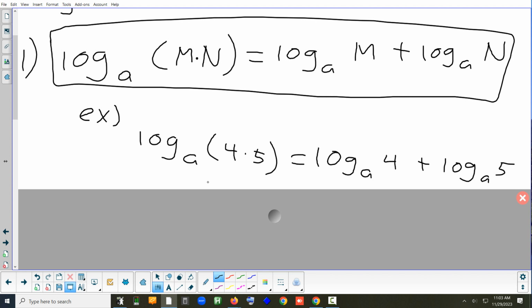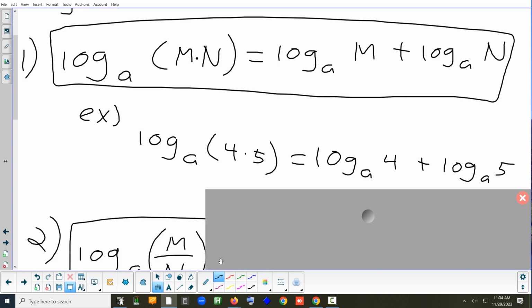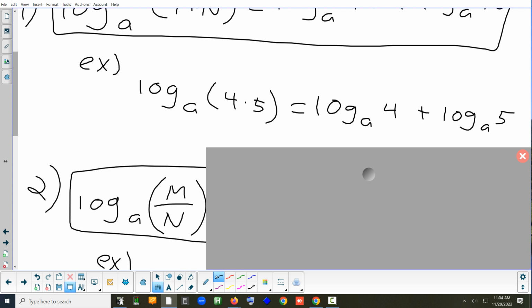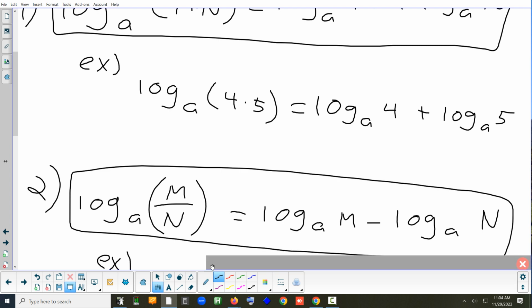The next one we're going to look at is division. When we divide two things, how do you think division is going to split? Have a guess? Subtraction. Yeah, division is going to turn into subtraction. Now with subtraction, the order is important. So it has to be the log of the top minus the log of the bottom. The base stays exactly the same as what the base was originally. What's on top comes first. What's on the bottom has to go second.